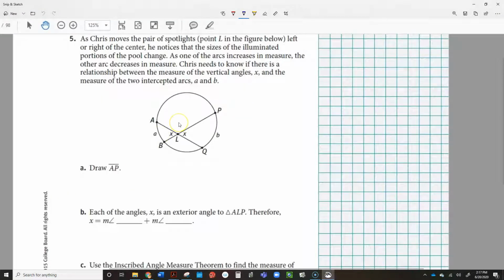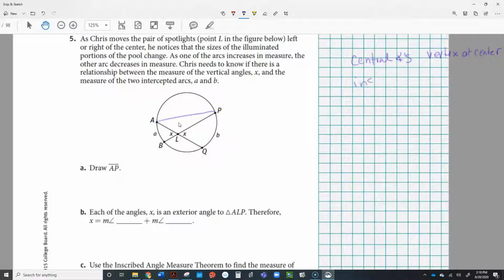So problem number 5 asks us to draw AP. So I am going to draw in AP. Then it wants us to know about each of the angles located at X. Okay, now these are the angles that we are learning about. They don't really have a name. The angles that we've learned in the past were called central angles. And you guys remember central angles have their vertex where? The vertex is at the center.